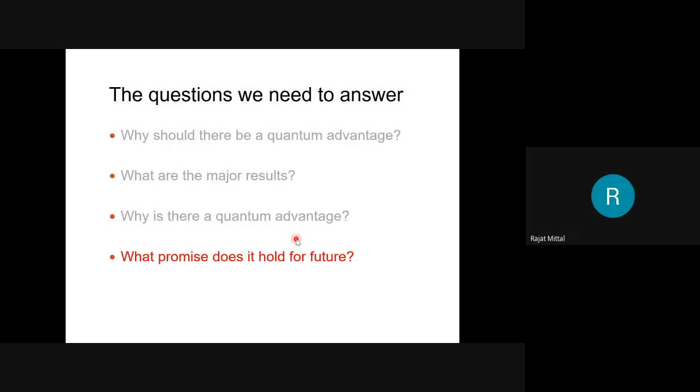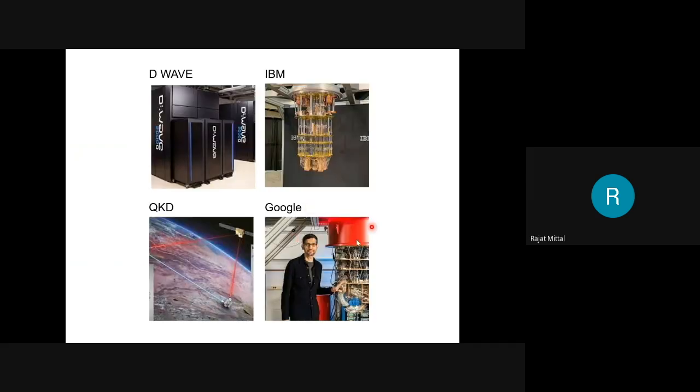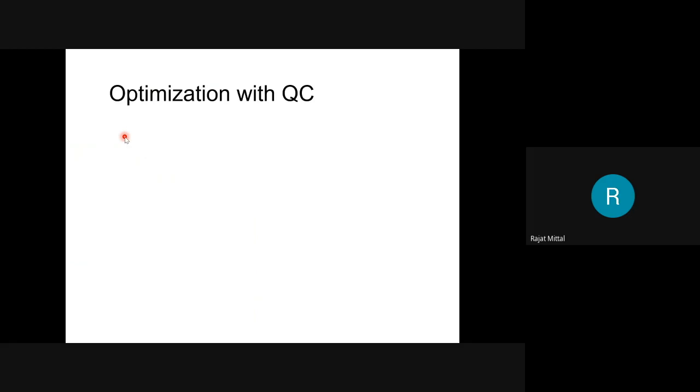So what are the promises at this point, right? There were some promises in 1980. We have seen some things which have happened. What kind of things are there for the future? Again, we have many companies which are investing a lot of money, probably because they think there are many dimensions where quantum computers can be useful. One of them is optimization.